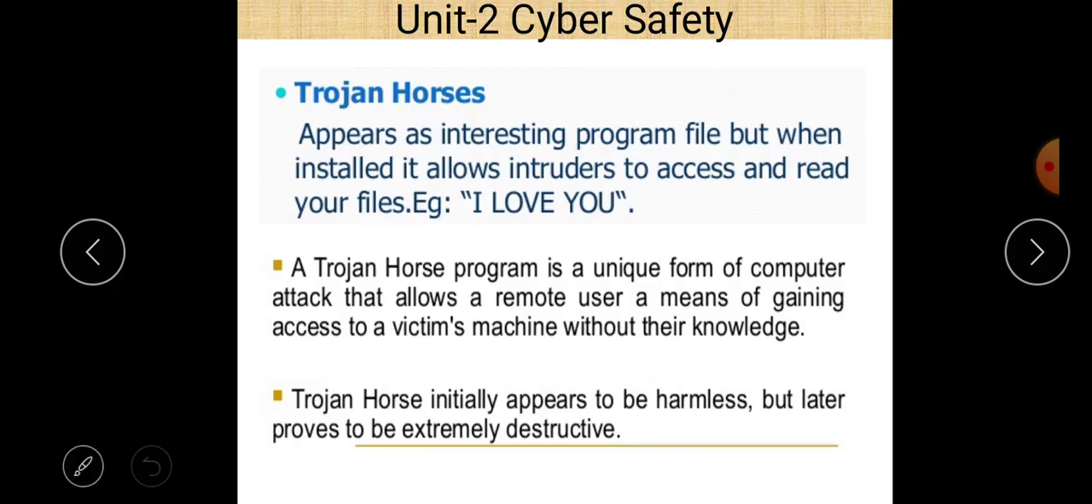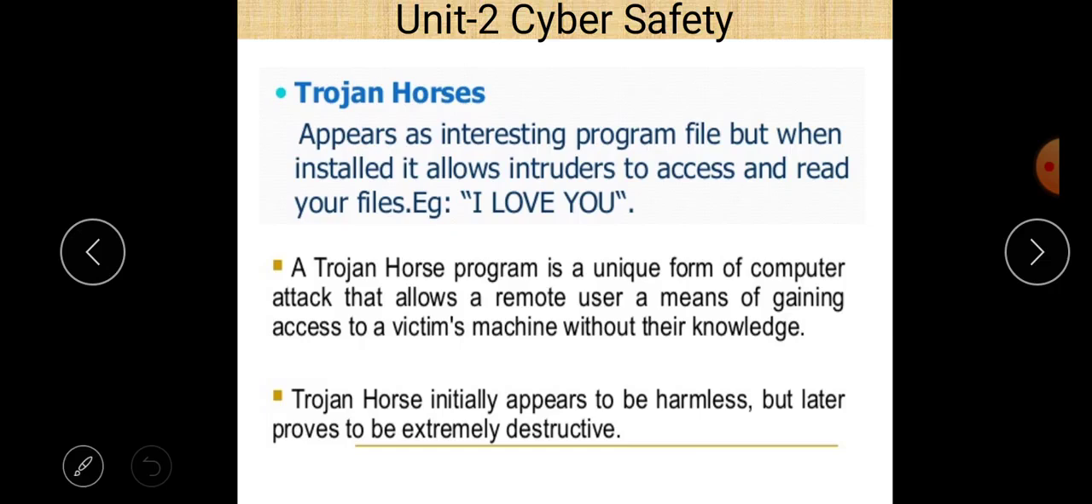And the second point regarding the Trojan horse is that a Trojan horse program is unique from other computer attacks that allow a remote user a means of gaining access to a victim's machine without their knowledge. That is the most important thing. Basically, it is a type of computer attack, and it is a type of malware also, and it allows a remote user, meaning a user who is very far away from you, to access your computer system without your knowledge. It may be possible that he or she may delete your computer files, or take your personal information by using the network through the Trojan horse.